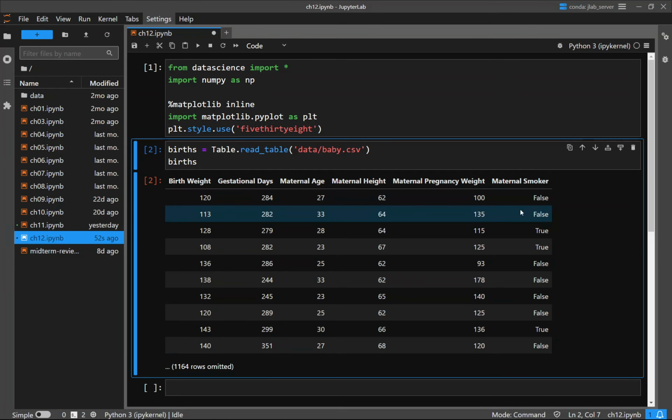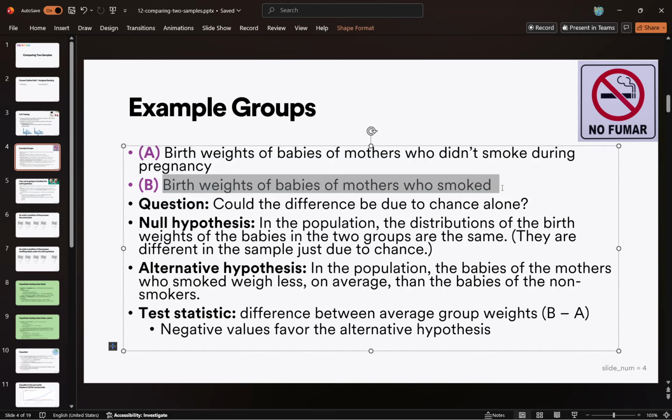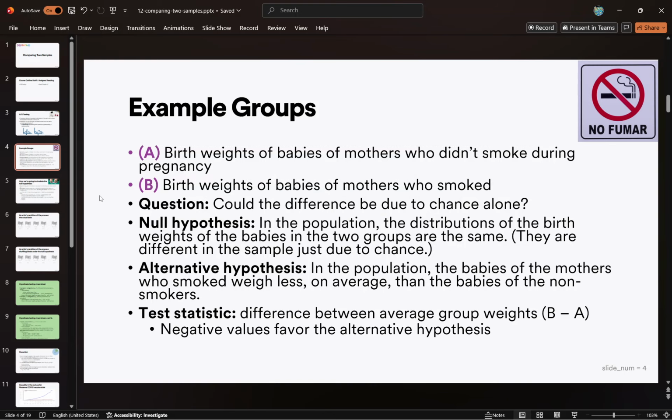All right, so whether or not the mom was a smoker pretty clearly separates our data into two groups, right? If we didn't know it before, it is a thing, and we're going to discover it together: babies weigh less if the mother smoked. That's an unfortunate fact. So group A is going to be the weights of babies from the mothers who did not smoke during pregnancy. We'll see that group of babies is going to be a little bit heavier. We're going to prove that. And then group B is going to be the birth weights of the babies to the mothers who did smoke during pregnancy. And we're going to notice that there is a difference.